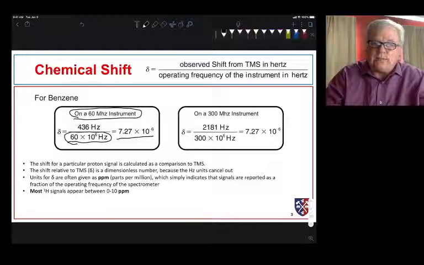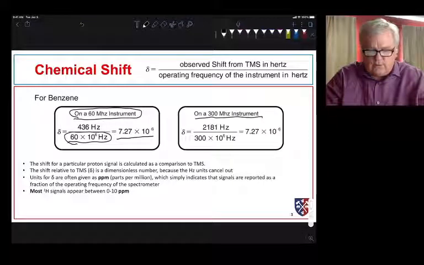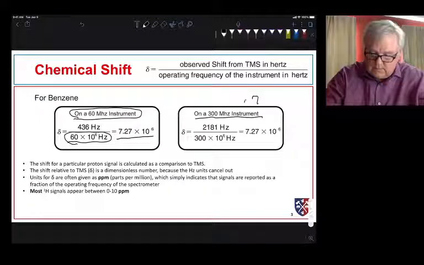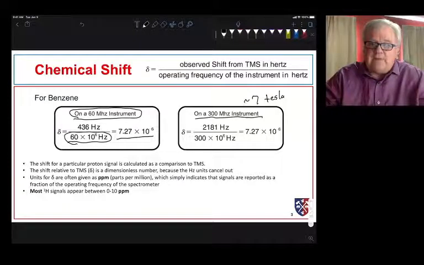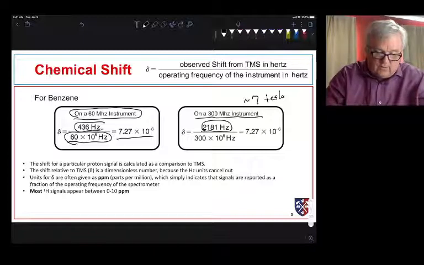If we were to do the same experiment on a magnet that corresponded to an irradiation of 300 megahertz, this is a much stronger magnet. I forget the strength of the magnet. I think this would be around 7 Tesla. Approximately 7 Tesla. I forget the exact number. Now the difference in that frequency between the protons on benzene and the protons on TMS is 2181 hertz. So you can see that would get confusing.